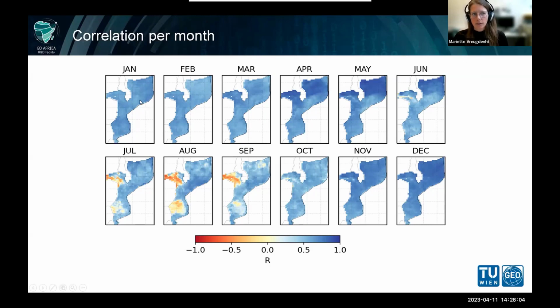Here we see the correlation coefficient per month, and we can see that in all months, correlations are quite high, except for the period July, August, September. Here we can also see negative correlations. For Mozambique, this period is actually the end of the dry season. So during this period, we don't have a very good soil moisture retrieval in all regions. But during the cropping season, which runs from October until May, we do have very good correlations.